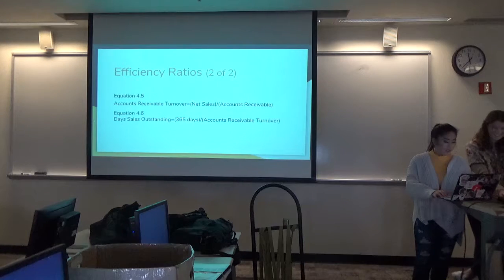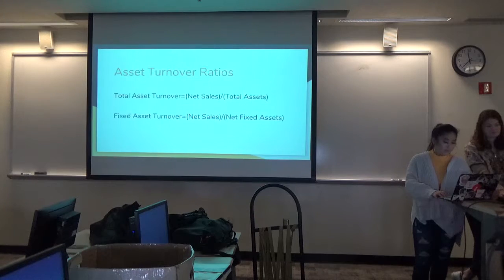Efficiency ratios are accounts receivable turnover, which is net sales over accounts receivable. Days sales outstanding is 365 days over accounts receivable turnover. And then we have asset turnover ratios, which is total asset turnover, which is net sales over total assets. And then fixed asset turnover is net sales over net fixed assets.